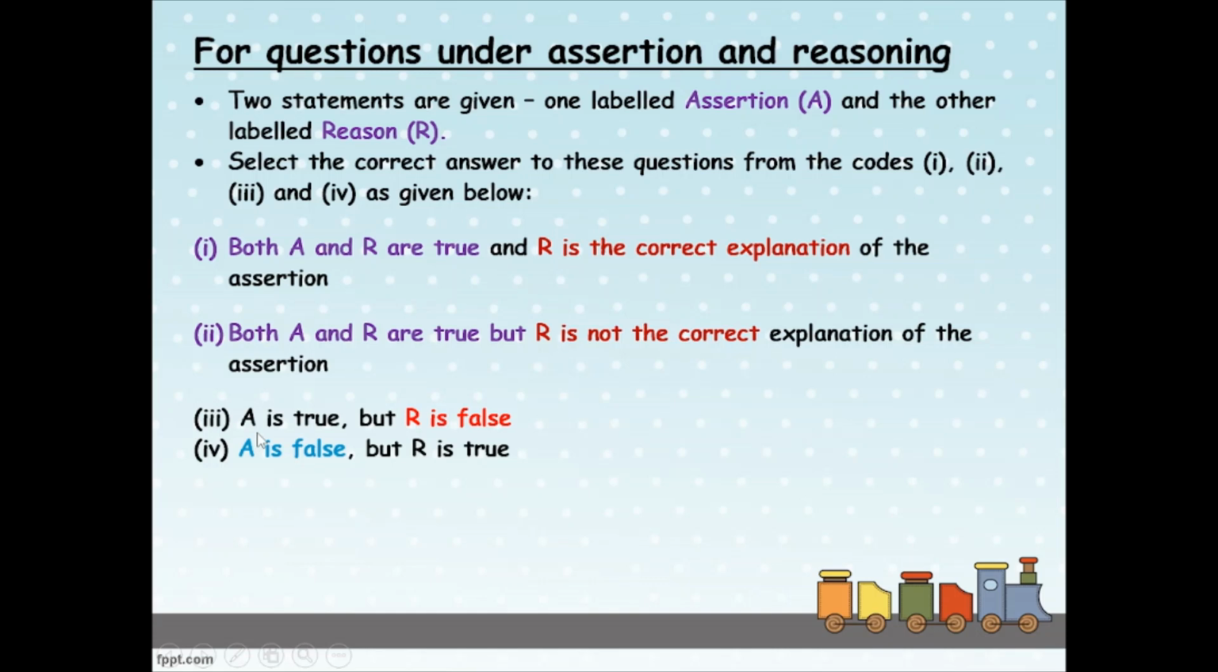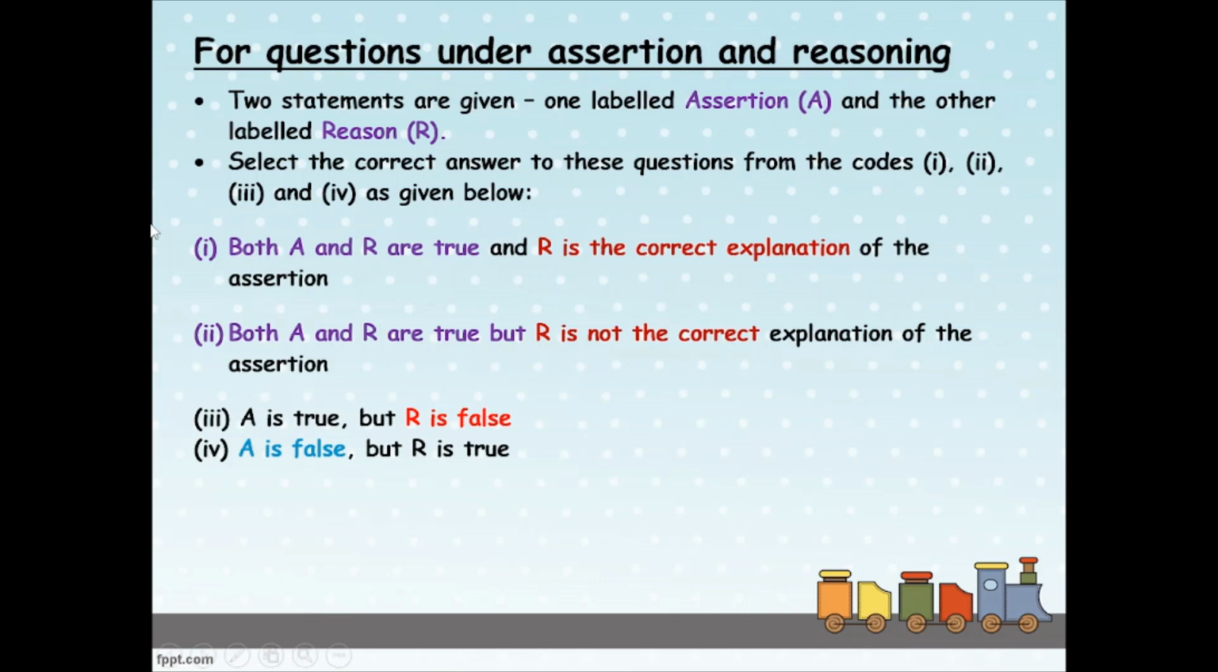Then option 3 is A is true, assertion is true, but reason is false. Option 4 is assertion is false, but reason is true. So these are the four options given in the assertion and reasoning questions. If you go through these options, you can find a simple trick to solve such questions.